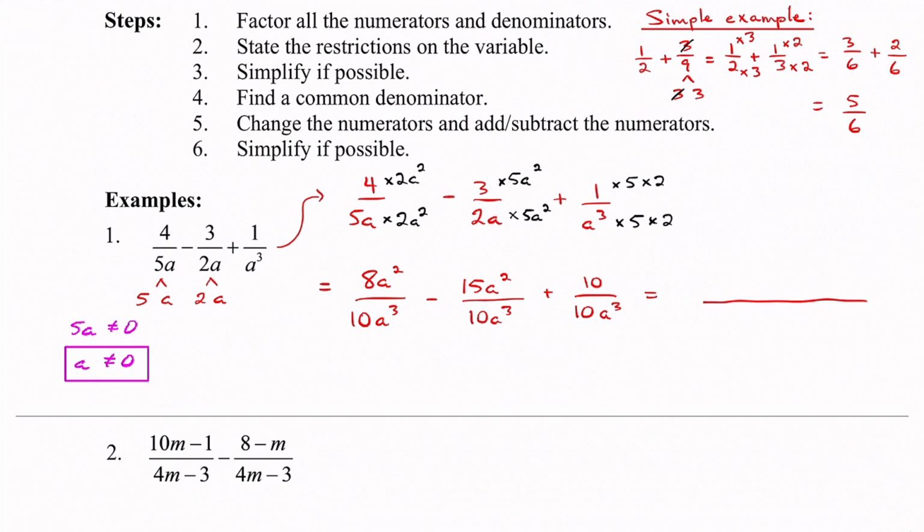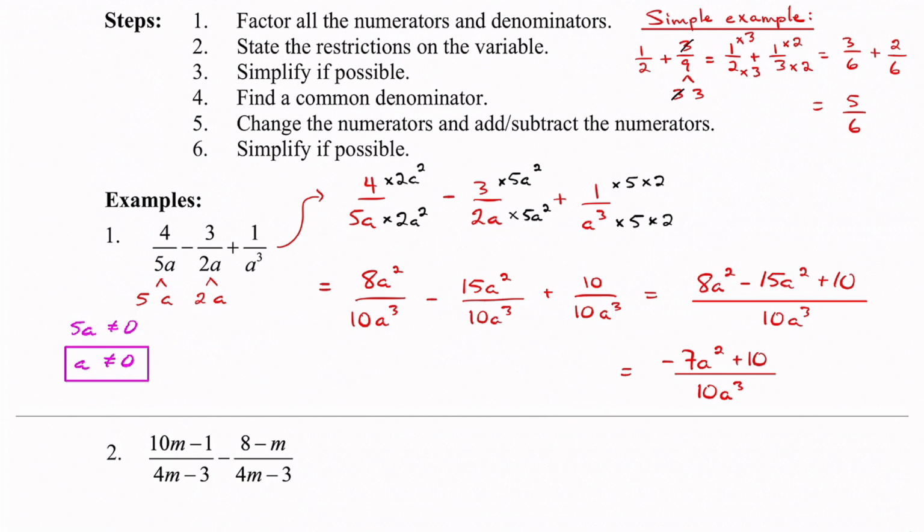So I'm going to write one big fraction where it has that same common denominator of 10a cubed, and then in the numerator I can write out what we had in the numerators. So it was 8a squared minus 15a squared plus 10. And then these terms I can simplify and put together. So 8a squared minus 15a squared, that's just going to equal negative 7a squared, plus that 10, and then all of that being divided by 10a cubed still.